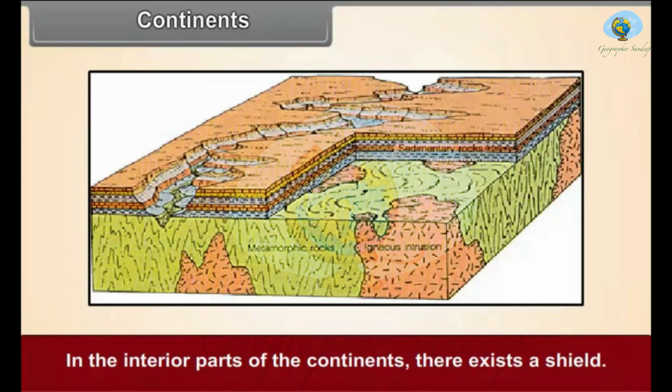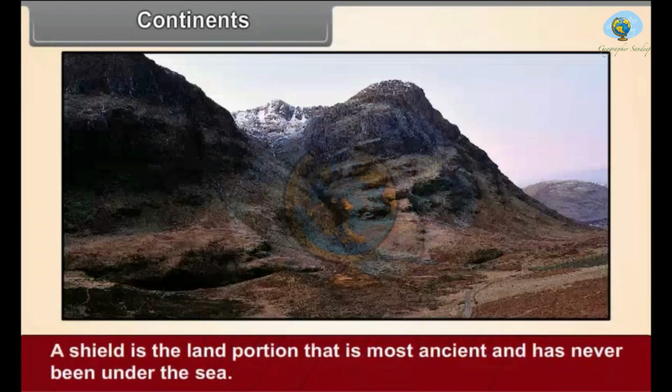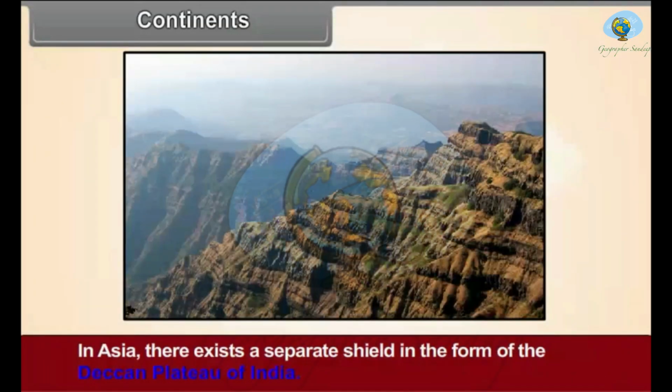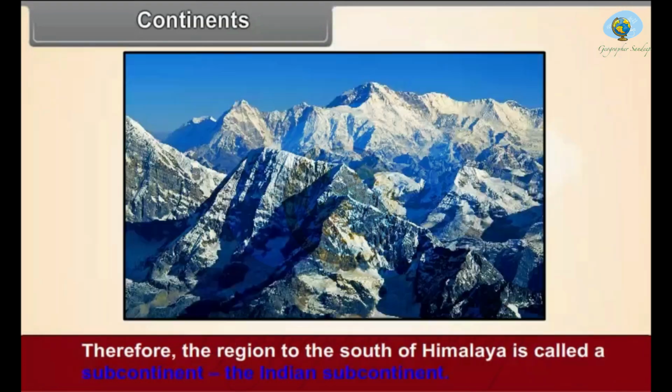In the interior parts of the continents, there exists a shield. A shield is the land portion that is most ancient and has never been under the sea. In Asia, there exists a separate shield in the form of the Deccan Plateau of India. Therefore, the region to the south of Himalaya is called a subcontinent, the Indian subcontinent.